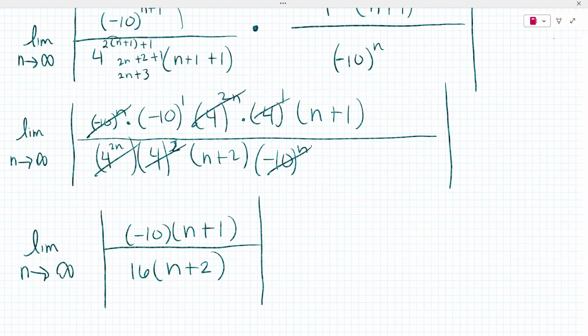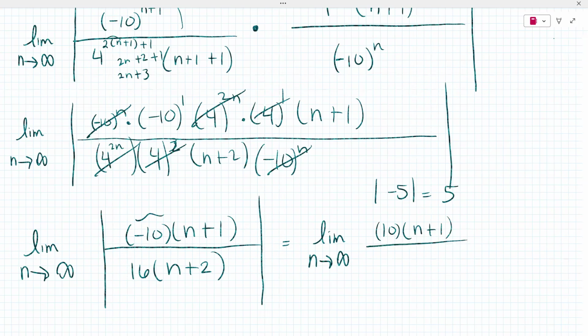If you recall, taking an absolute value turns anything negative to a positive. Remember, if you took the absolute value of -5, it becomes +5. So now I see a negative 10 here, so that becomes positive. So now really it's just the limit as n approaches infinity. Now I'm going to get rid of the absolute value because the absolute value of -10 is +10, times n plus 1 over 16 times n plus 2.